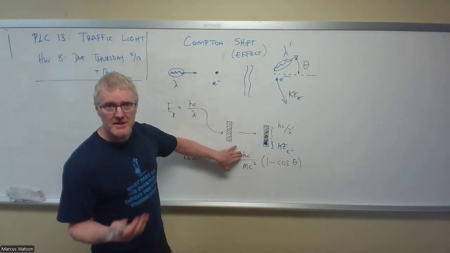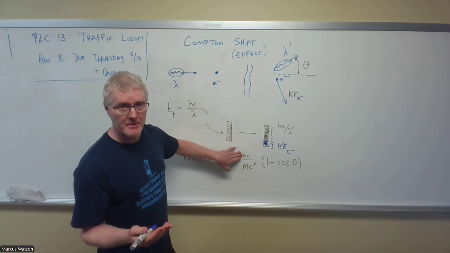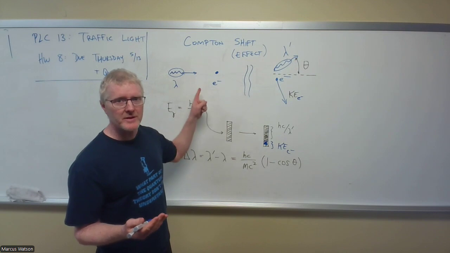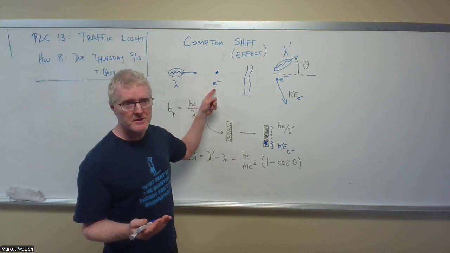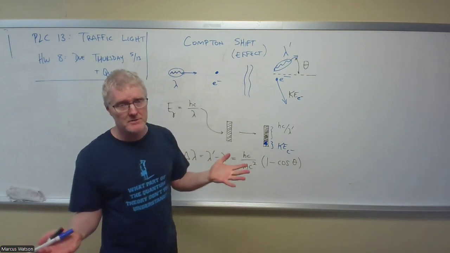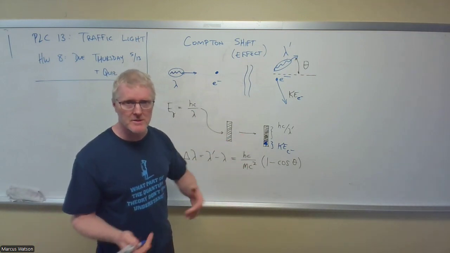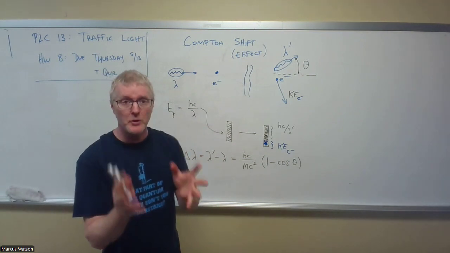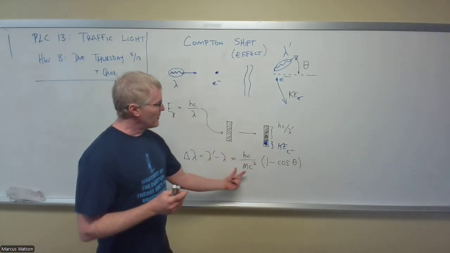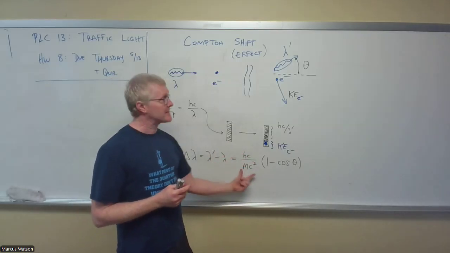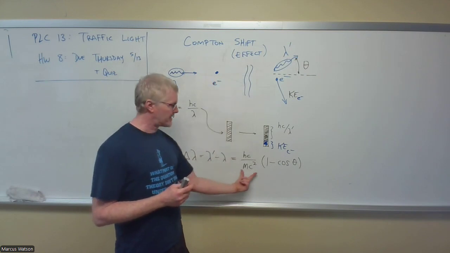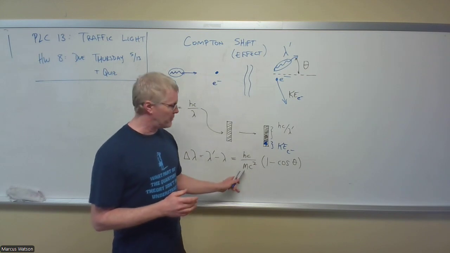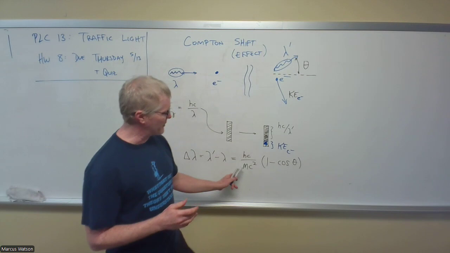Where hc is our normal 1240 eV nanometers constant, and mc squared is the rest energy of whatever is doing the scattering. In this case, we consider electrons. In general, we consider electrons, but as mentioned last time, it's certainly okay to consider protons, or things that photons would bounce off. Whatever is doing the scattering is the material particle here, with the rest energy of this thing right here. If it is the electron, like I said last time, it would be 0.511 MeV for the rest energy.